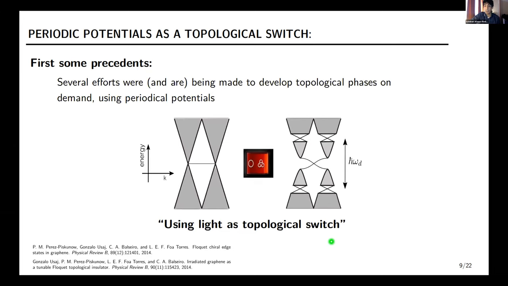And there are other proposals to induce topological behavior, as in the really nice talk by Zoltán Tykov yesterday, by mechanical strain. But in this case, we are going in the opposite direction, as I mentioned in the first slide. We are not trying to induce any topological behavior, we are trying to shatter it. So this is the picture of what we are not going to do.